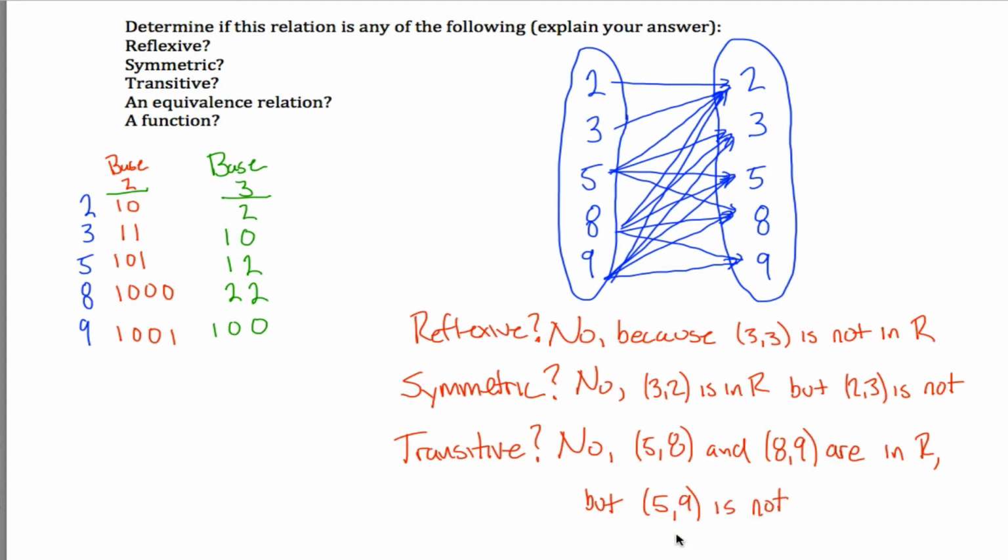If I find one case where it's not transitive, the entire thing is not transitive. So even though there's a lot of cases where it appears to be transitive, it has to always be transitive in order for me to call it transitive. It's not. The answer to that question is no as well.